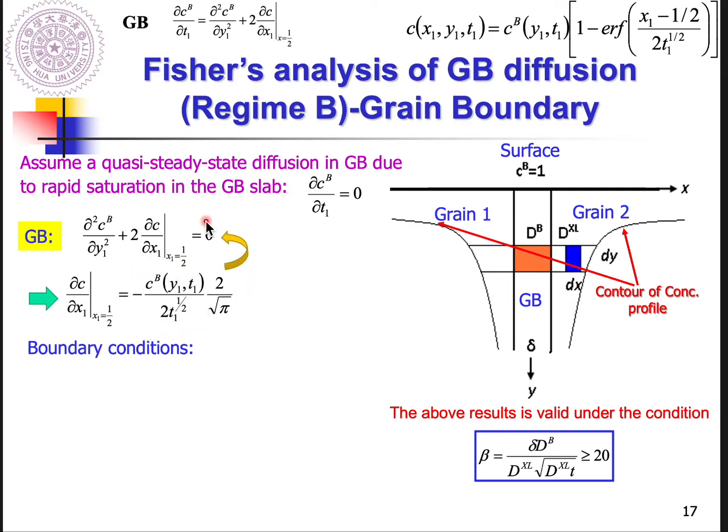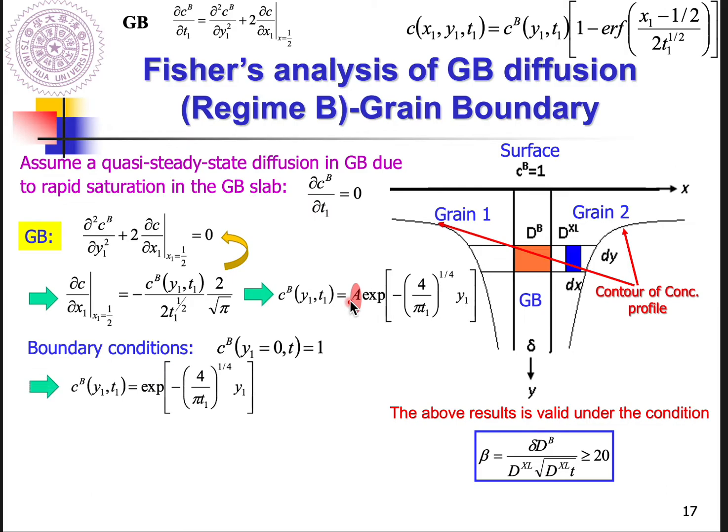Then we substitute into this equation. Then we can get the Cb expressed like this, and this is only one unknown parameter. So we need to use one boundary condition: at any time point, while y1 equals 0 at this location, Cb equals 1. So based on this, y1 equals 0, this is 0, so this is 1, right? And this becomes 1. So A equals 1.